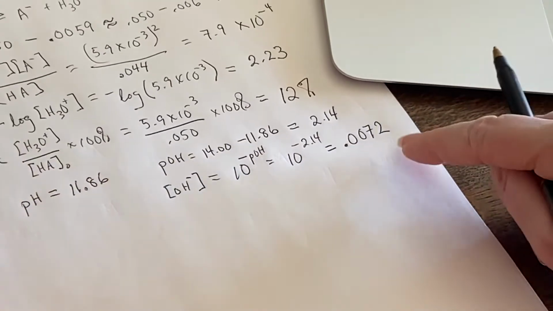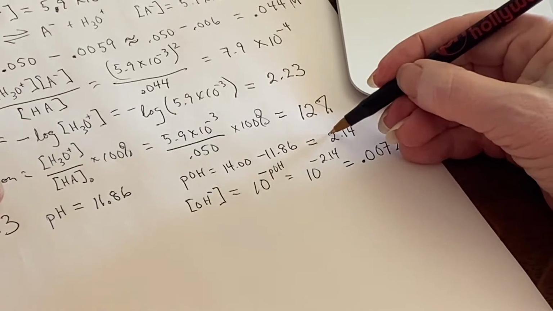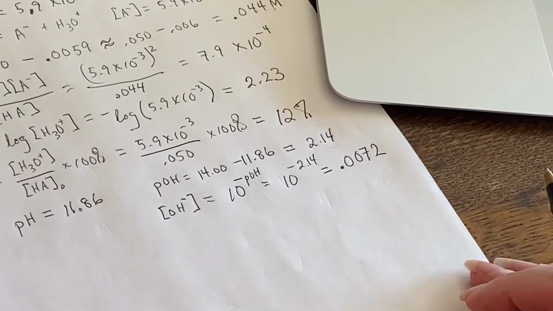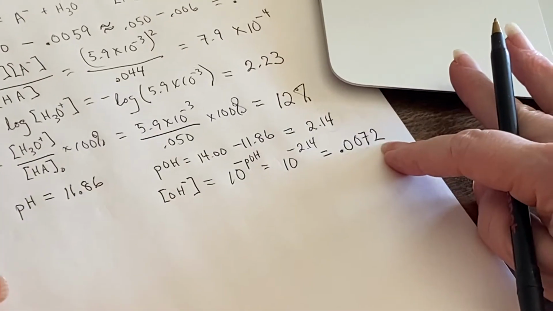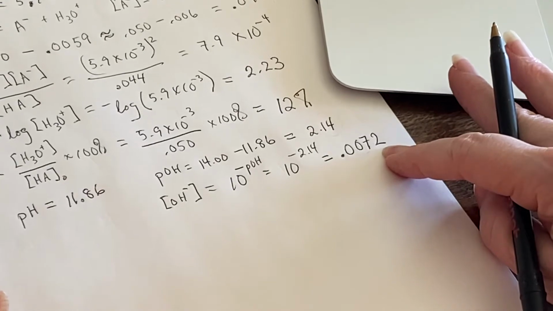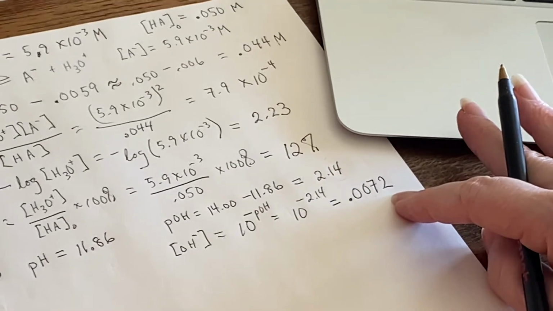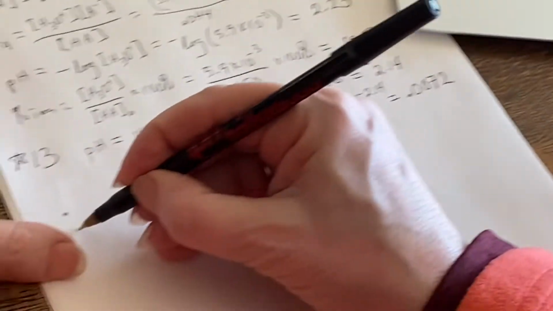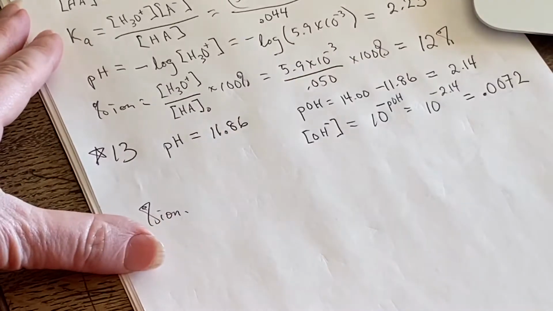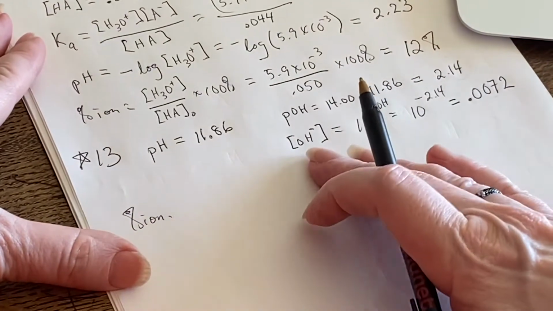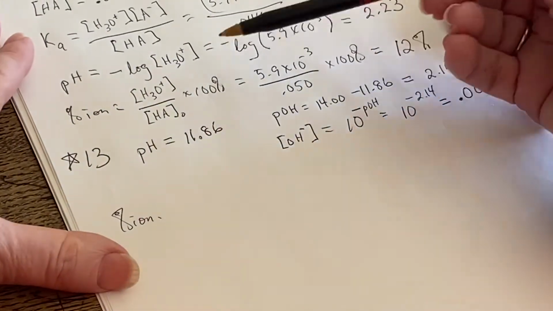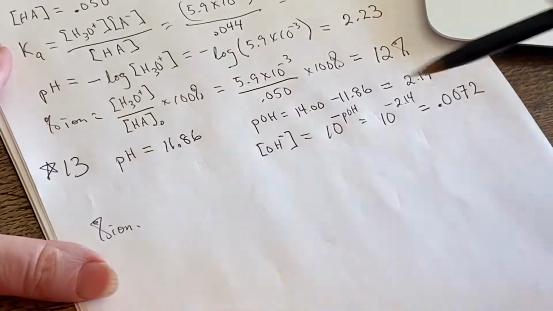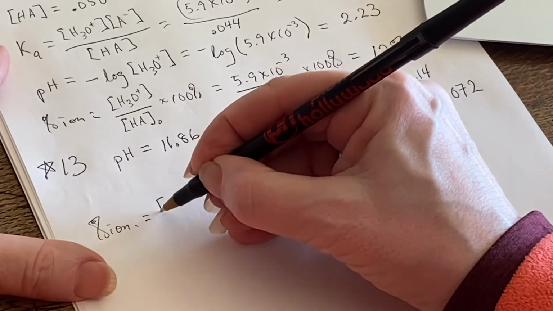0.0072. 2 sig figs, because that doesn't count as a sig fig. That's just telling you how far you're moving things. 2 sig figs from here. So we have that figured out. That should help us figure out the percent ionization then. Okay, so the percent ionization, since this is a basic thing and we're looking at OHs, it was hydronium over the original. Now it's going to be hydroxide over the original. So we're going to do it that way.